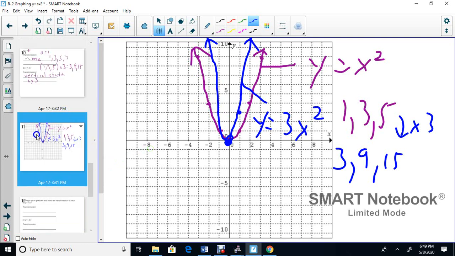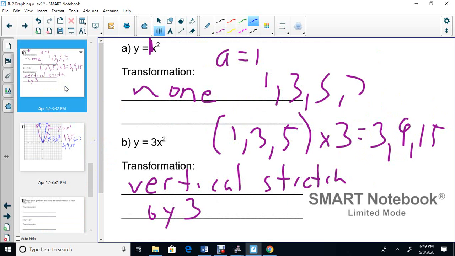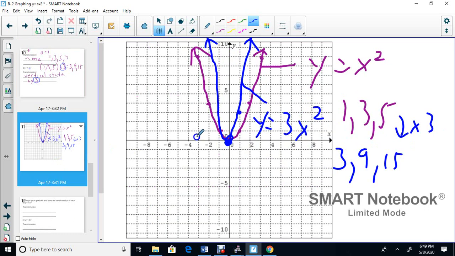Okay, I just want to make sure you know why we multiply by 3 and why it's a vertical stretch. In this case, there's a 3 in front of the x squared. That's why we multiplied these by 3. And that's why this is a vertical stretch by 3. It's the 3 in the front. All those values get multiplied by 3. I will do the next 2 graphs and the chart in the next video.